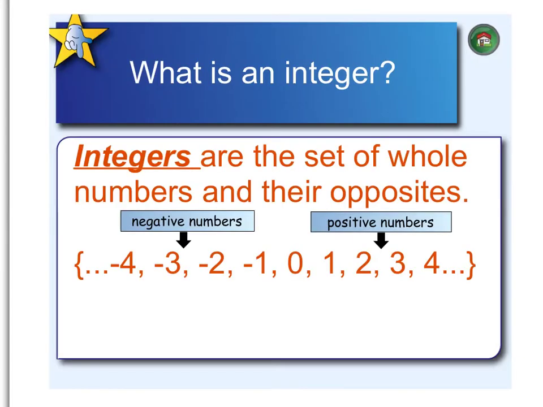All right, so what is an integer? Integers are the set of whole numbers and their opposites. So here you can see a big group, and it just keeps going on. We can have very large integers, but notice in my list I don't have 1.5 or 2.5. I don't have any fractions and I don't have any decimals. They're all whole values.